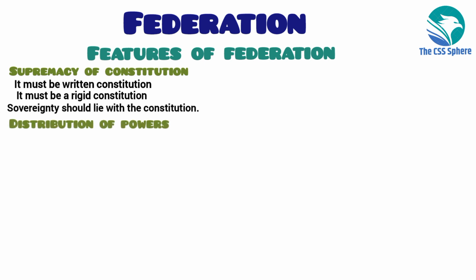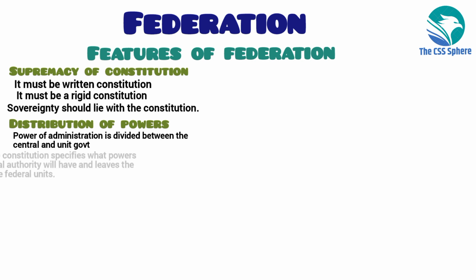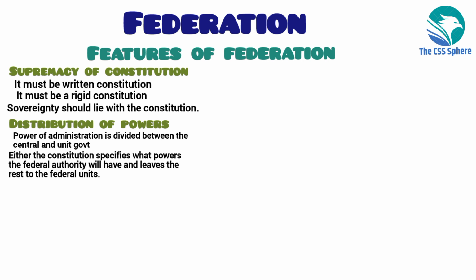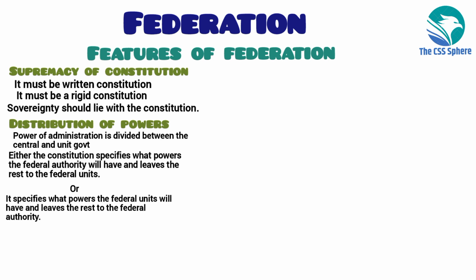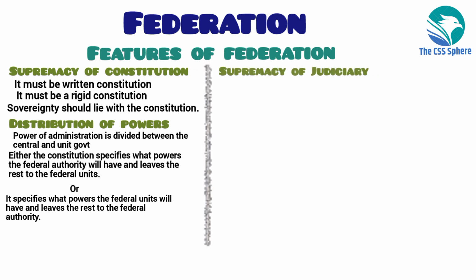Distribution of powers. In a federal government, the powers of administration are divided between the center and the units. The powers may be distributed in one of two ways. Either the constitution specifies what powers the federal authority will have and leaves the rest, or the residuary powers, to the federal units, or it specifies what powers the federal units will have and leaves the rest to the federal authority.